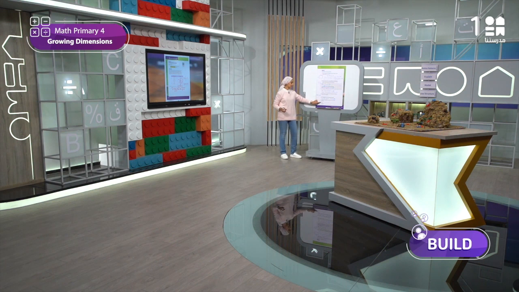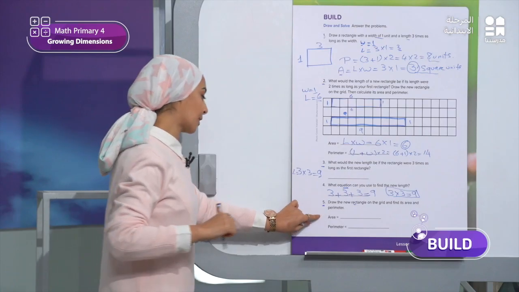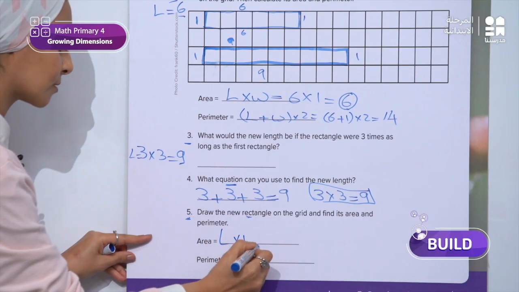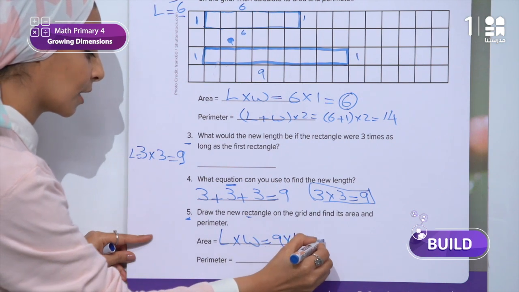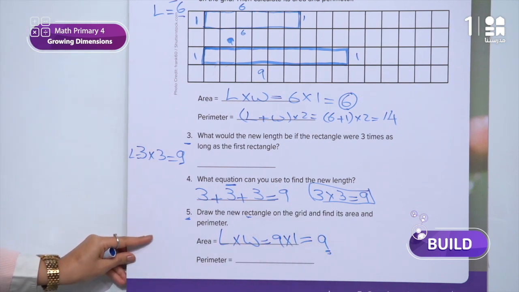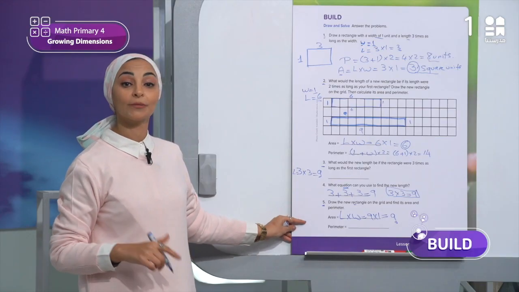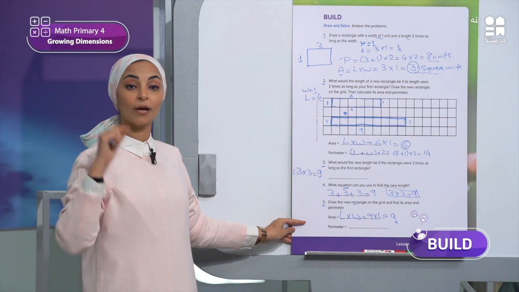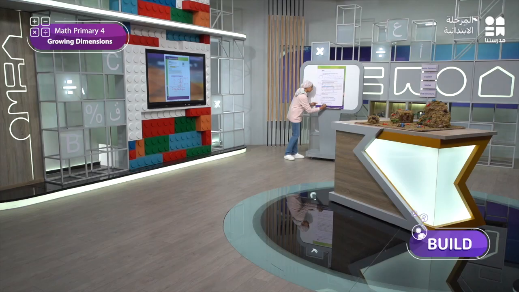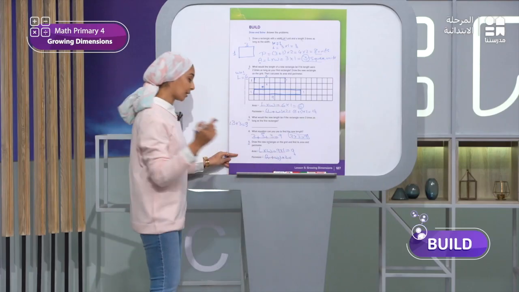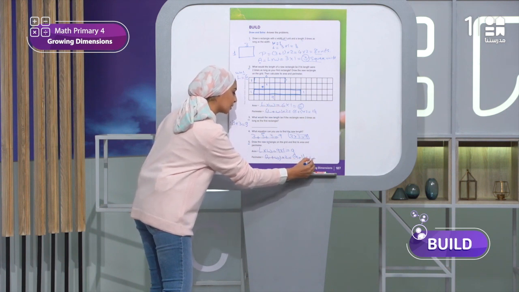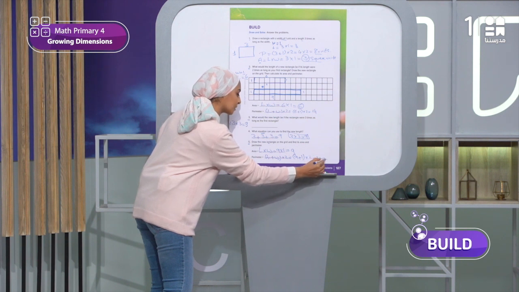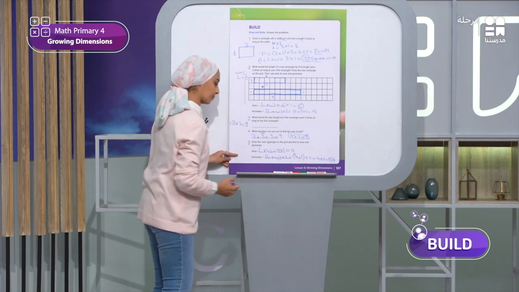طيب عايزني اعمل ايه؟ عايزني اجيب الاريا and perimeter زي ما احنا متفقين. الاريا equals length times width. يعني what times what? Yes, 9 times 1. 9 times 1 equals what? Equals 9 and this is my area. تعال نشوف بقى البريمتر. Perimeter equals what? Yes, length plus width times 2. اللينث بتاعي equals what? 9. الويدث بتاعي equals what? 1. يبقى 9 plus 1 times 2. 10 times 2 equals 20 and this is my perimeter.